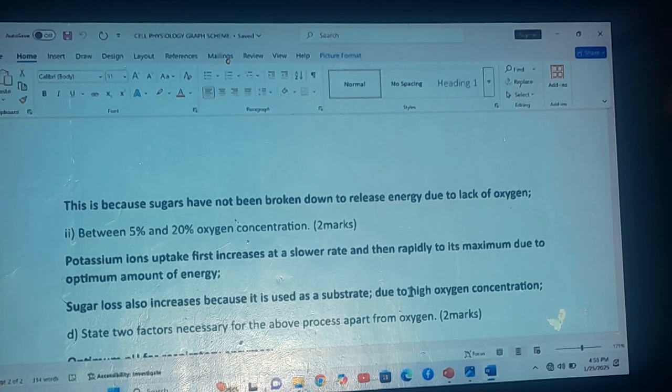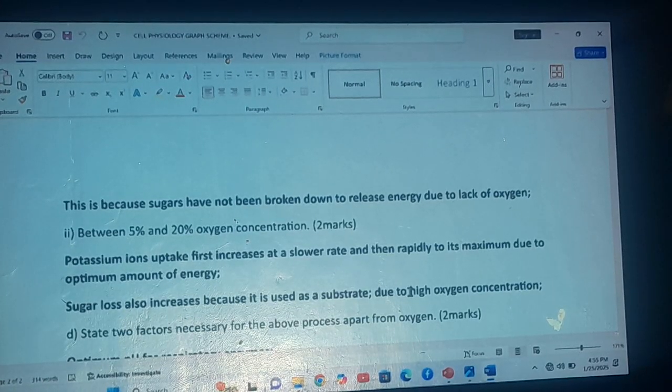Because of the increase in the breakdown of the sugars, there will be increased yield of energy and more uptake of potassium ions, which will increase at a slow rate at first because of the low concentration of oxygen. Then as the oxygen increases, there will be an increase in buildup of energy and increased active transport for the uptake of those mineral salts.